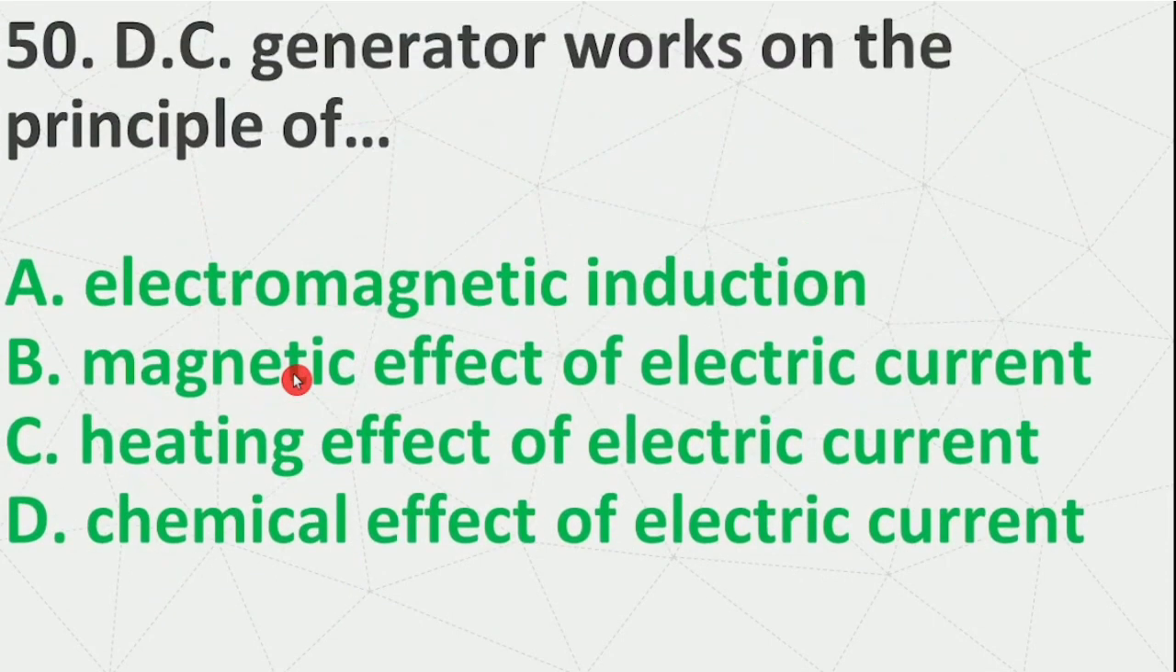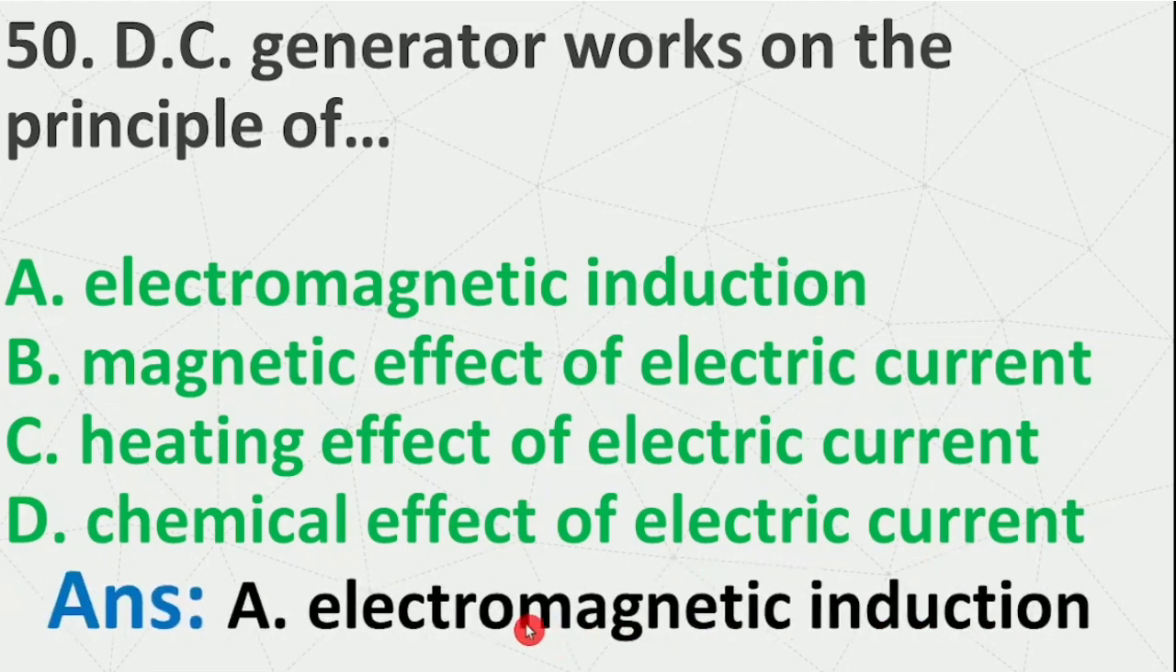Question number 50. DC generator works on the principle of. So the DC generator, what does it work on? We know that option A, electromagnetic induction, magnetic effect of electric current, heating effect of electric current, chemical effect of electric current. So the answer is EMI, electromagnetic induction. So option A, EMI, is the correct answer.